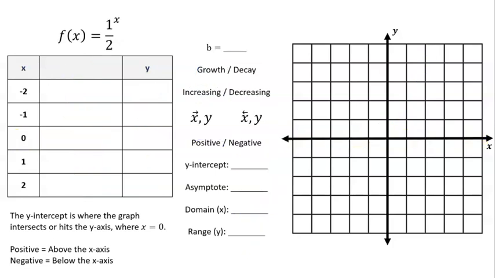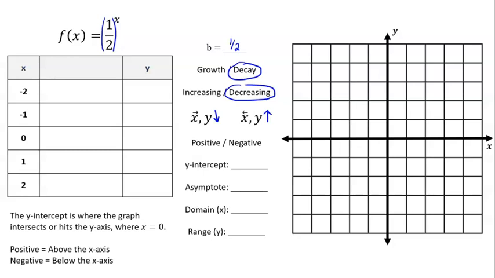And let's do another one. So looking at this one, if you have a fraction like this, I want you to throw it in parentheses, especially when you're working on that TI-30XA calculator on your EOC. So B is going to be 1/2. It's between 0 and 1, so that's going to be a decay. It's going to be decreasing. As we go to the right, and x is increasing, y is going to be decreasing, and then as we go to the left, y is going to be increasing.